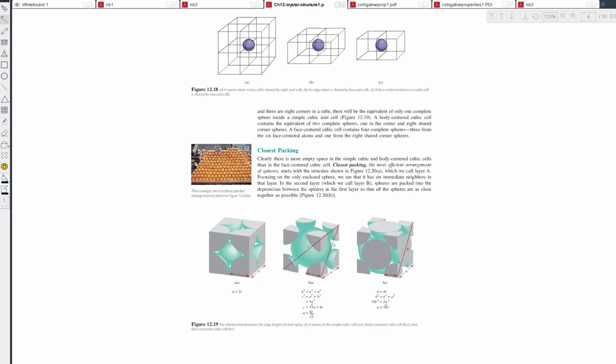I already told you, in simple cubic, 8 corners but shared by 8 others. So 8 times 1 over 8, you get 1. In body-centered, 1 is in the center, which belongs only to that cell, and the 8 others are shared by 8 others. So 8 divided by 8 is 1, plus 1, 2.